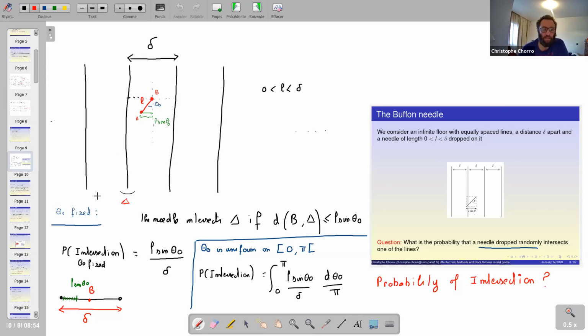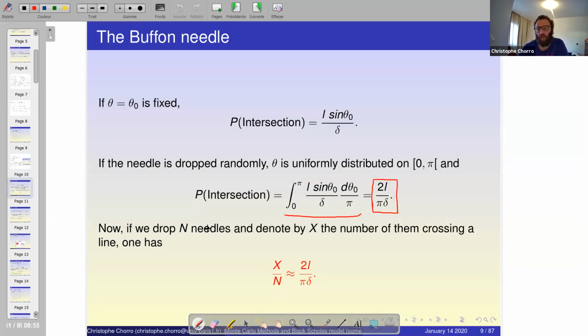And I say the following: my probability of intersection, if capital N is big, may be approximated by the frequency of intersection. If I drop capital N needles, denoting by capital X the number that cross, then the probability of intersection may be approximated by X over N. So X over N is more or less equal to my probability of intersection.